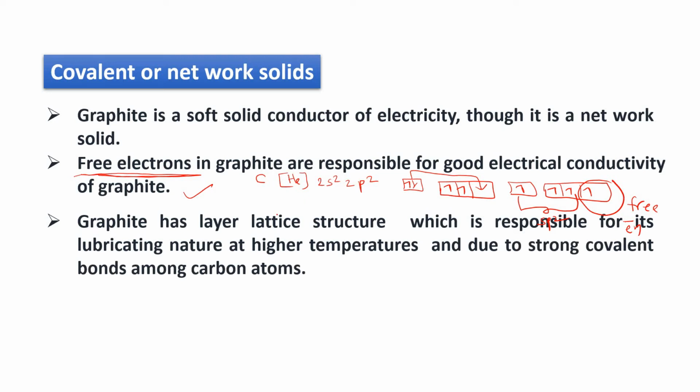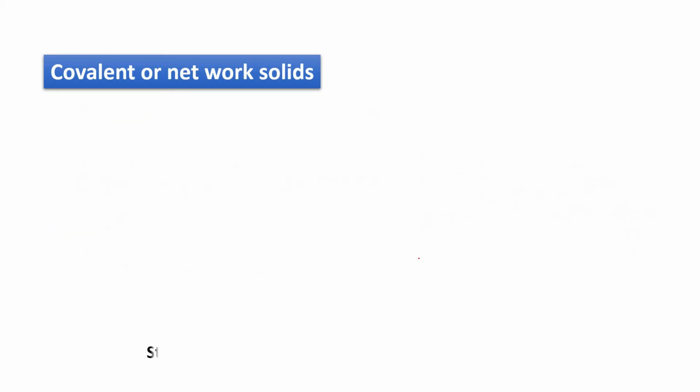Because of the van der Waals forces operating between the two layers, they move forward and backward. Because of this, they get a lubricant nature here. So graphite has a layer structure which is responsible for lubricating nature, and at high temperatures, due to strong covalent bonds among the carbon atoms, it retains this nature. Why? Because of strong covalent bonds.